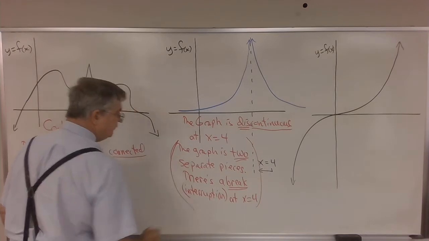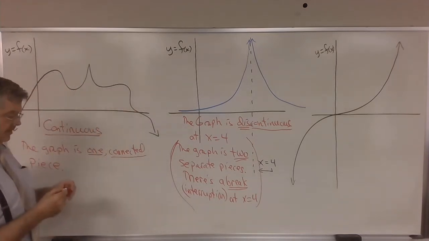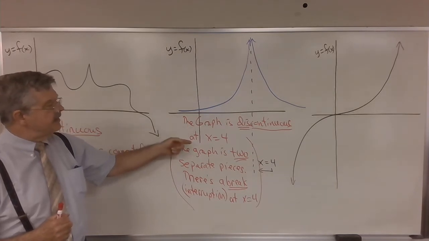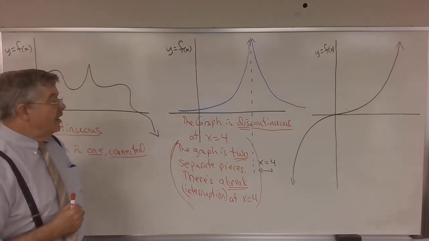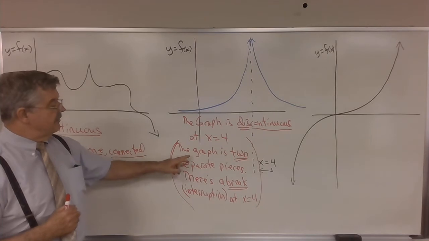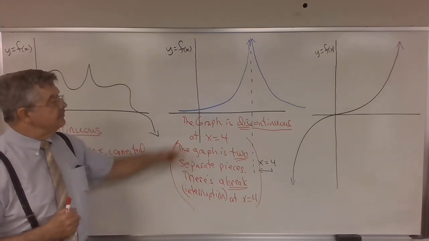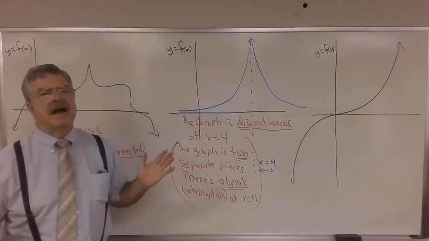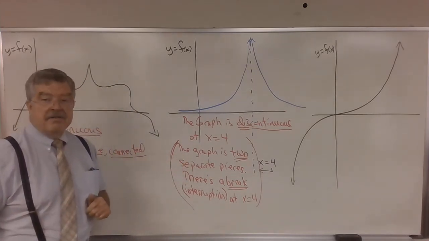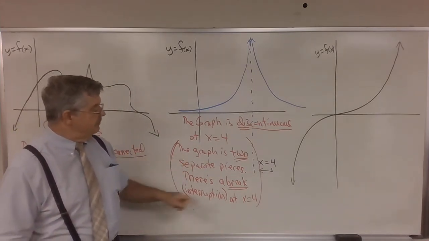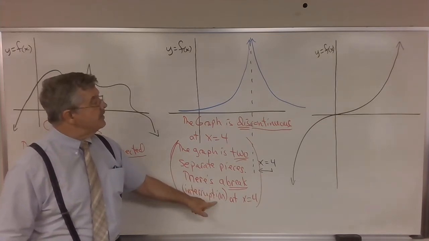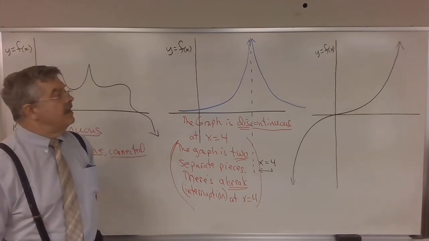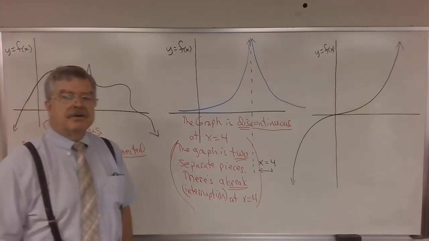So here's my justification for saying that the graph is discontinuous at x equals 4. One answer I can give is that the graph is two separate pieces. Here's one piece, here's the other piece. They're not connected. Another good answer is I can say that there's a break or an interruption in the graph right here at x equals 4. So either of those are good answers.